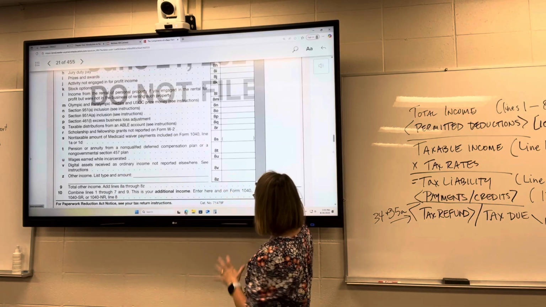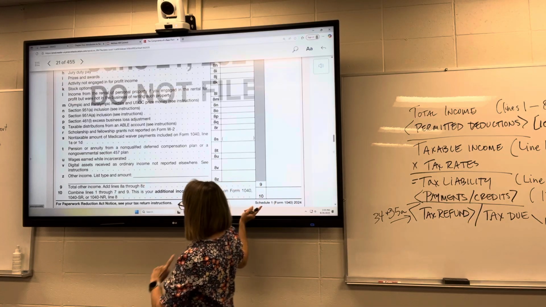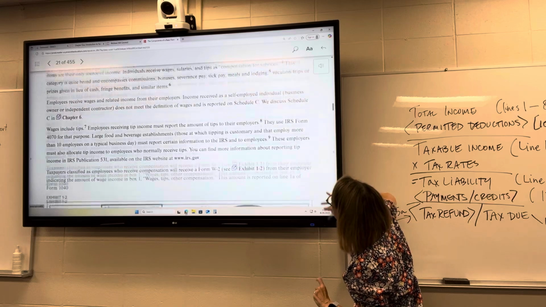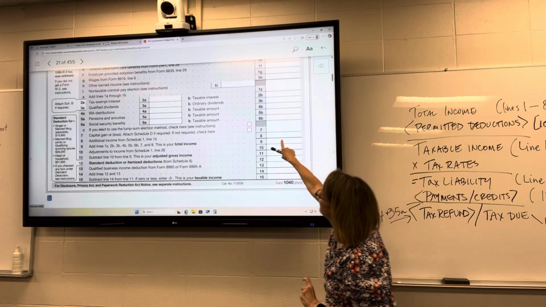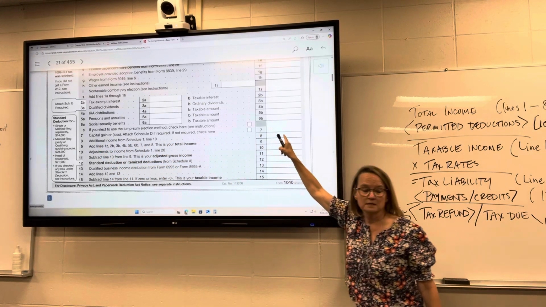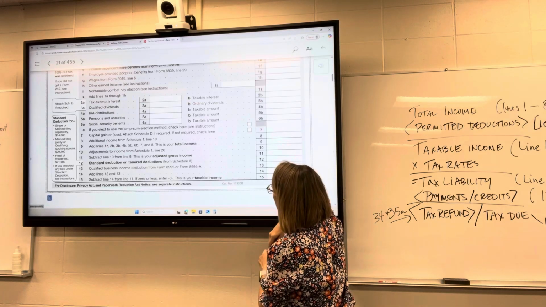Line 8, so it's telling you to total all this, but don't just put it there, you're going to have to transfer that onto line 8 on the 1040, which is right here. Additional income from Schedule 1, line 10. So it's cross-referenced on both of these forms. So that additional income goes there.